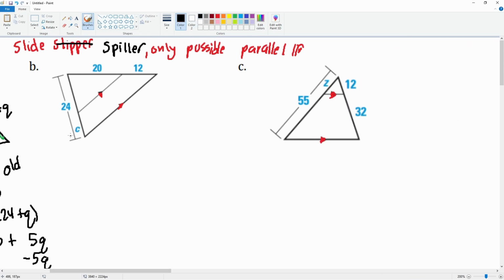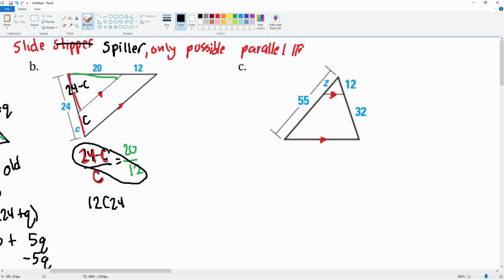Okay, so let's see. Ooh, this one's interesting. Hold on, let's see. If this is 20, this is 24 minus c, and this is c, right? Okay, so it's 24 minus c divided by c, right? So red, and the second part is red. Okay, so 24 minus c divided by c is going to be equal to, okay, this piece, 20 divided by 12. Okay, like that. Cross multiply.